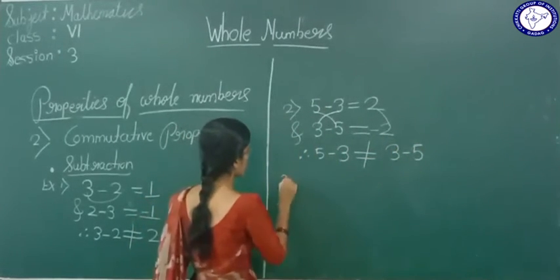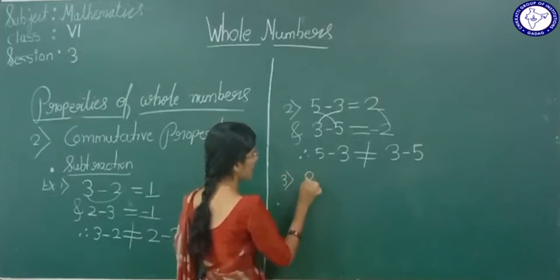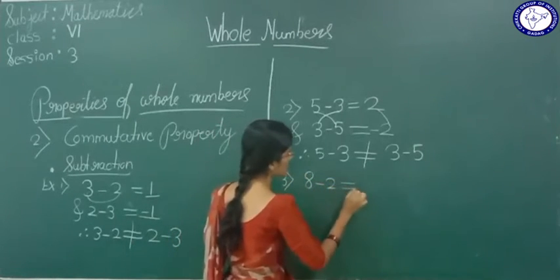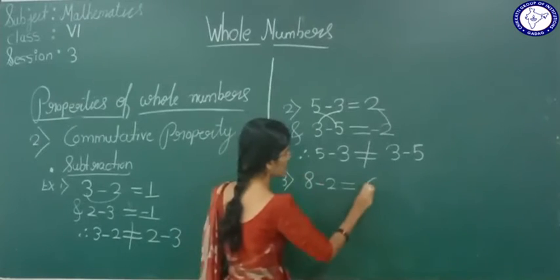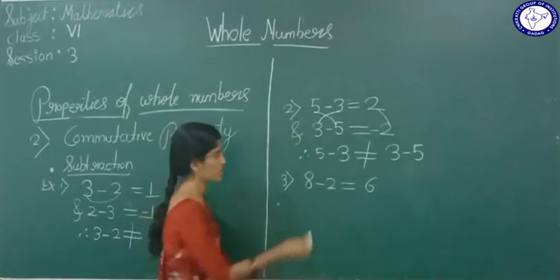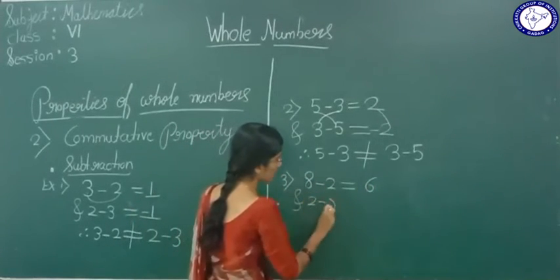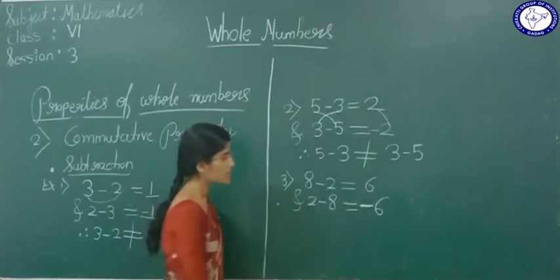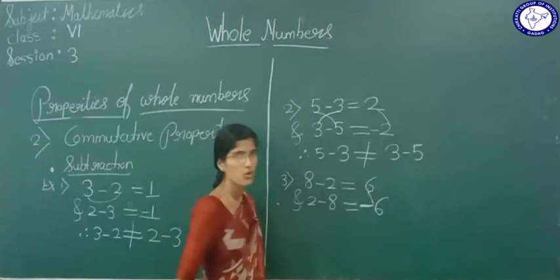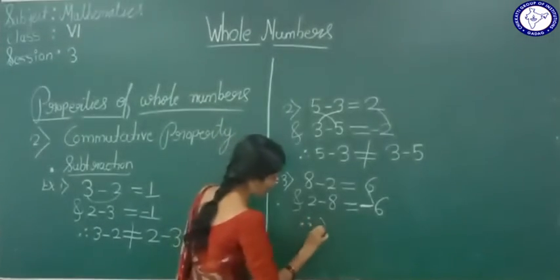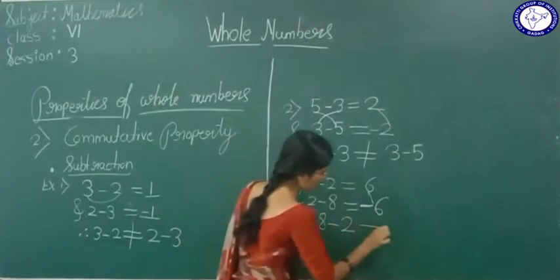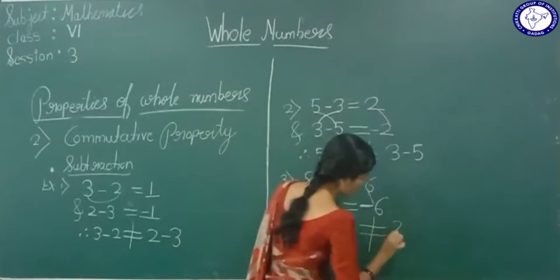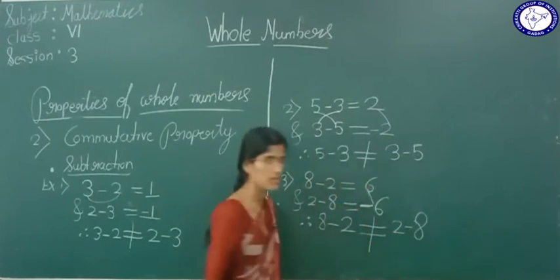We will see a few more examples. 8 minus 2. What is 8 minus 2? 6. 8 minus 2 is 6. And what is 2 minus 8? 2 minus 8 is minus 6. Are both the same? No. Therefore, 8 minus 2 is not equal to 2 minus 8.